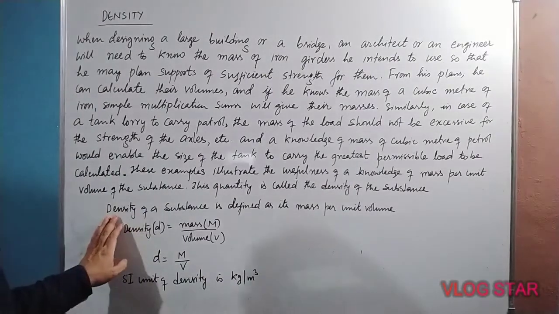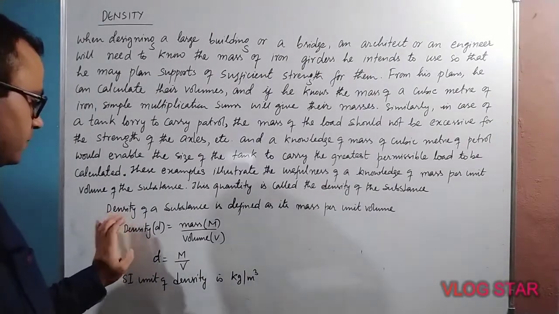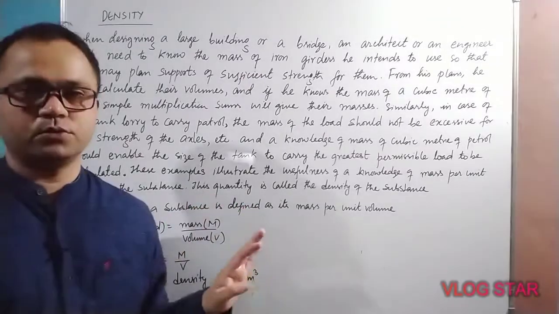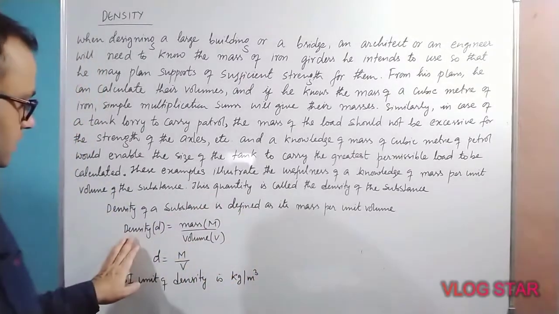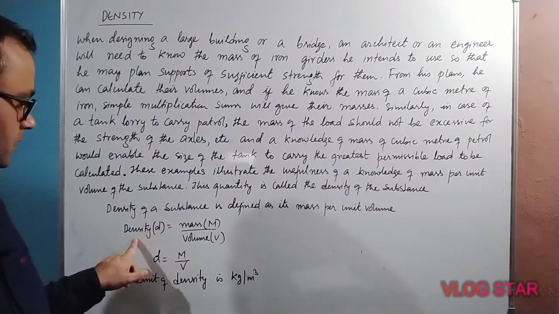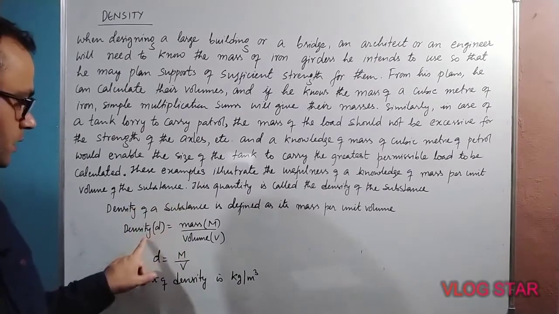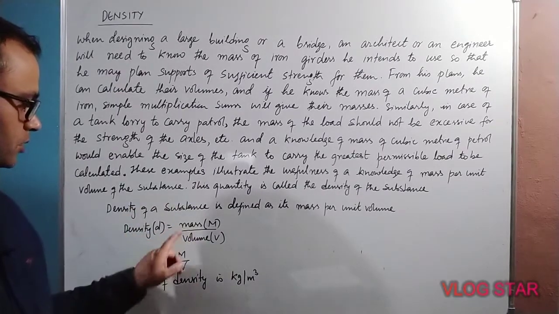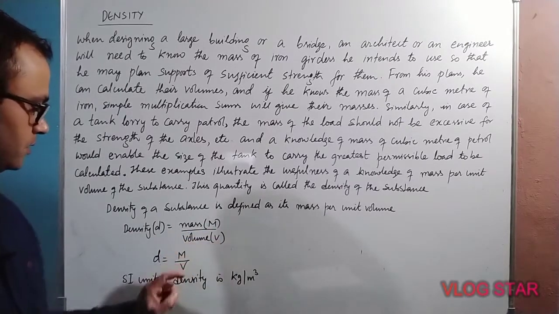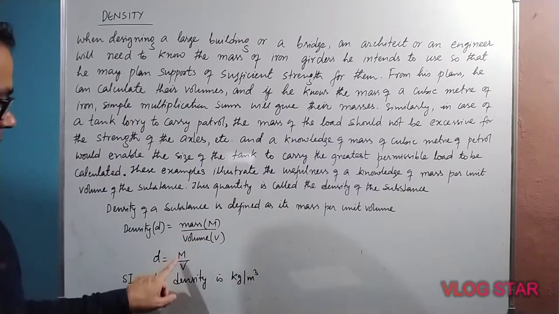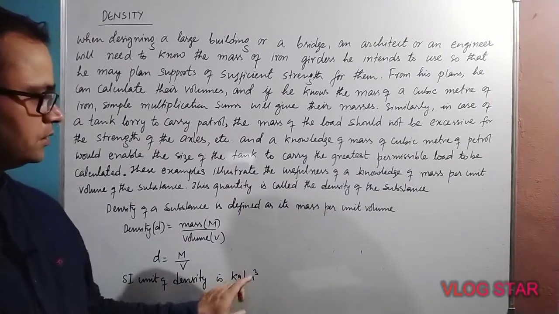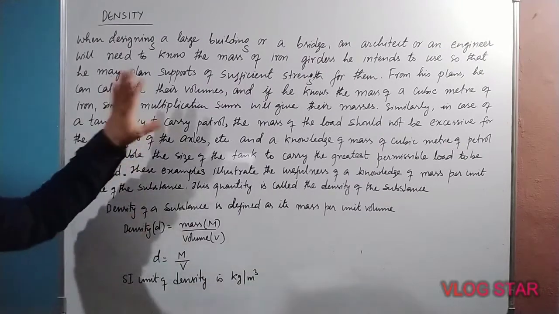So density is defined as mass per unit volume. Density is represented by D. In mathematical form, density equals mass by volume, where mass is represented by M and volume is represented by V. So D, density, is mass by volume. The SI unit of density is kg per meter cube.